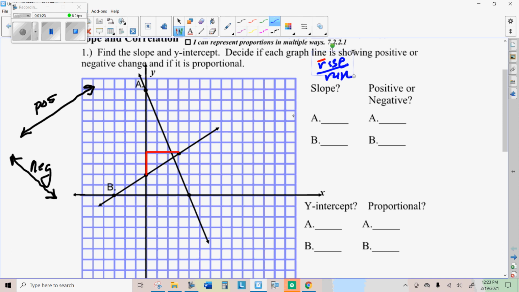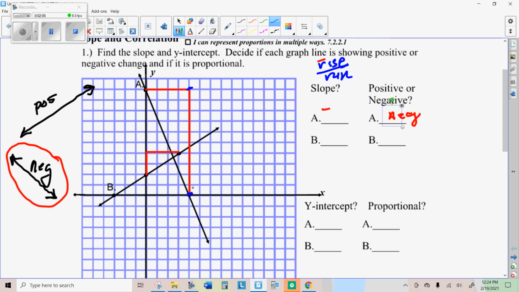Now, so line A, let's draw in a rise and a run there between the 2 points on line A. The rise is right here, and the run is right there. Okay. Now, since it's in the direction of a line like this, it has a negative slope. So we're going to put negative for line A right here. Now, the other way we can show that is put a negative in front of the ratio of rise over run.